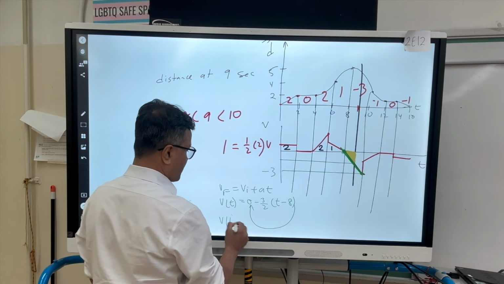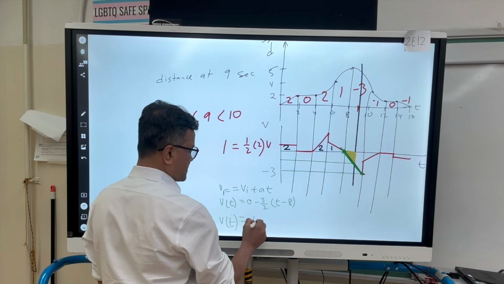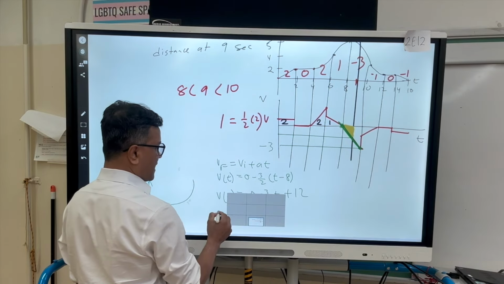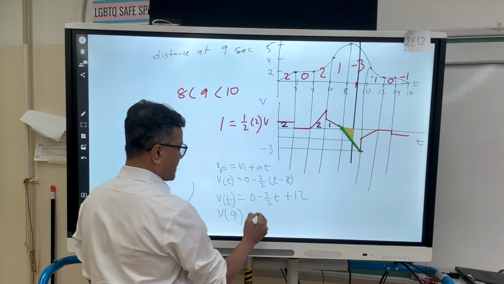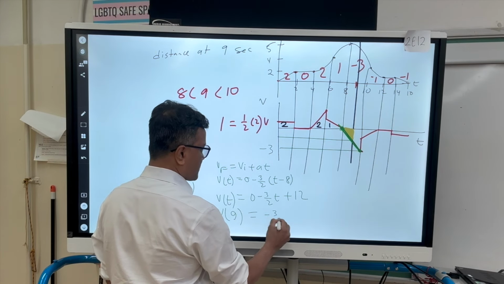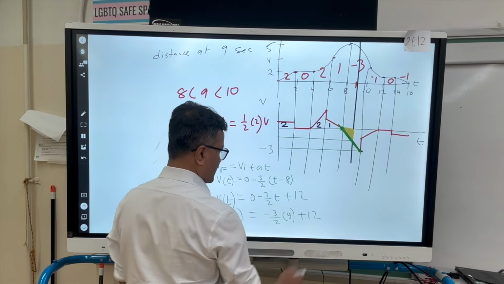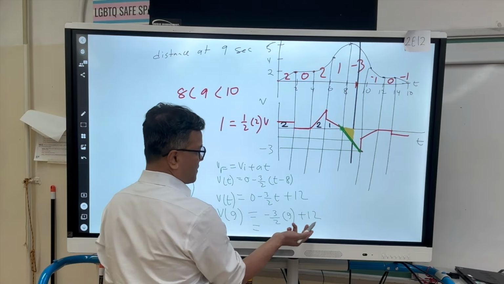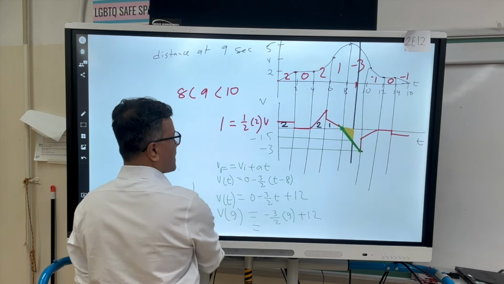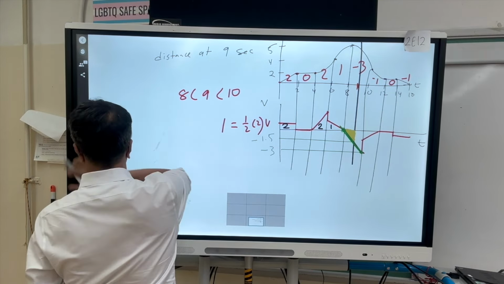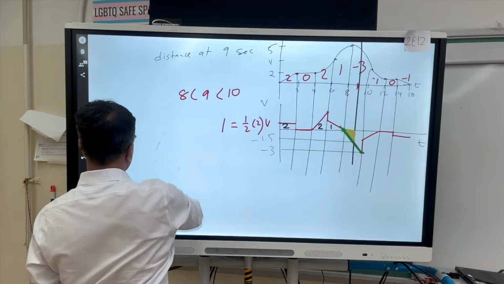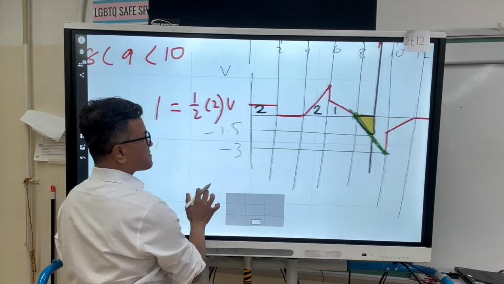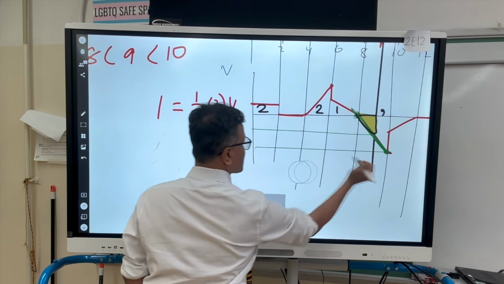So you have v of t is equal to 0 minus 3 over 2 t plus 12. Now I'm going to plug in 9. If I plug in 9, then what do I get? Negative 3 over 2 times 9 plus 12. So what is the velocity? The velocity is negative 13.5 plus 12, so negative 1.5. Okay, so that's going to allow us to find the distance. How? We want to find the distance over here. So this is 9. So we're going to use half bh.